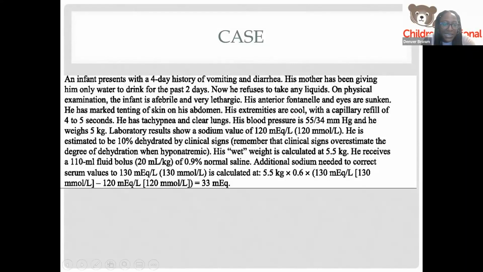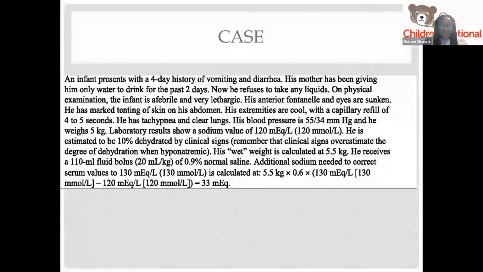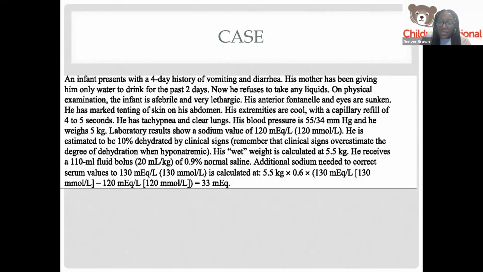Again, we don't want to correct more than 8 to 10 milliequivalents per liter in a day. So when this patient comes, since the patient isn't showing signs of seizures or altered mental status, we call him asymptomatic. We don't have to go to hypertonic saline. What we can do is mainly resuscitate him and then calculate his sodium and water needs. So we want to aim for a serum sodium of 130 in the next 24 hours.